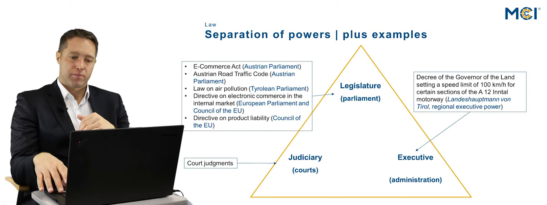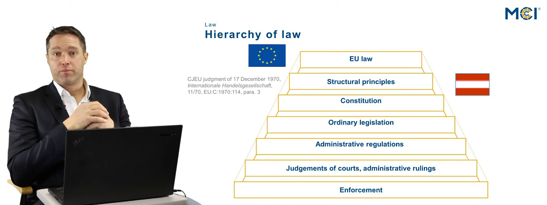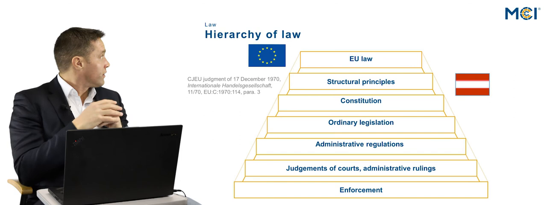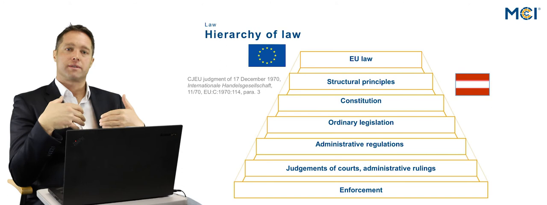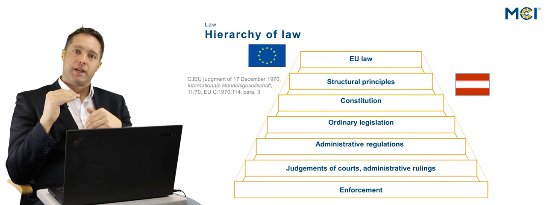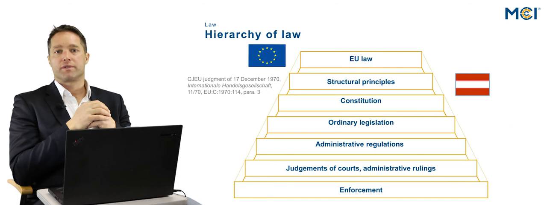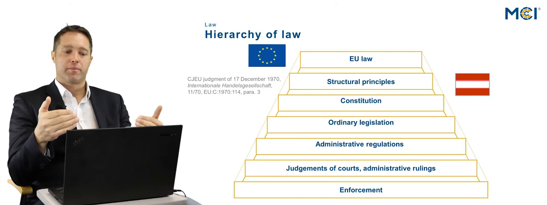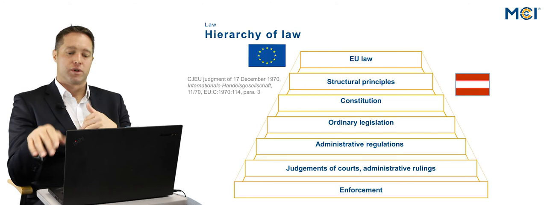This already leads us to the next very important concept, the hierarchy of law. As you can see on top of that hierarchy, we have EU law, which has primacy over national law. And below that, at national level, we have the constitution, also comprising certain structural principles. Then we have ordinary legislation enacted by parliament. We have administrative regulations enacted by the executive branch, court judgments, and so on.